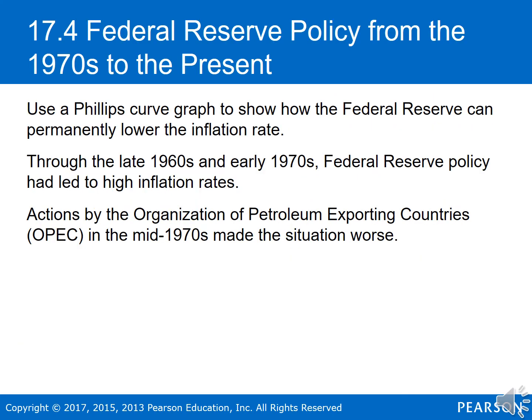Now we're going to look at Federal Reserve policy from the 1970s to the present. So we can use the Phillips curve graph to show how the Federal Reserve can permanently lower the inflation rate. Through the 60s and 1970s, Federal Reserve policy led to high inflation rates. And then actions by OPEC, the Organization of Petroleum Exporting Countries, this is the first time they began to flex their muscles, and they limited the supply of oil that they were providing to the market. That made the situation even worse and led to the stagflation, the terrible economy of the 1970s.